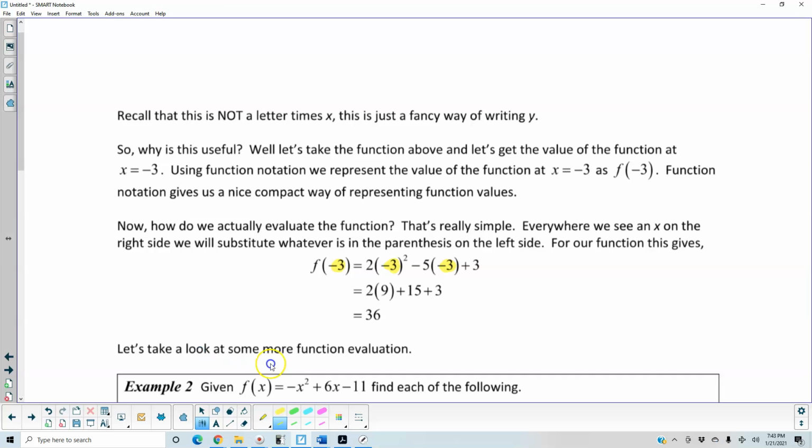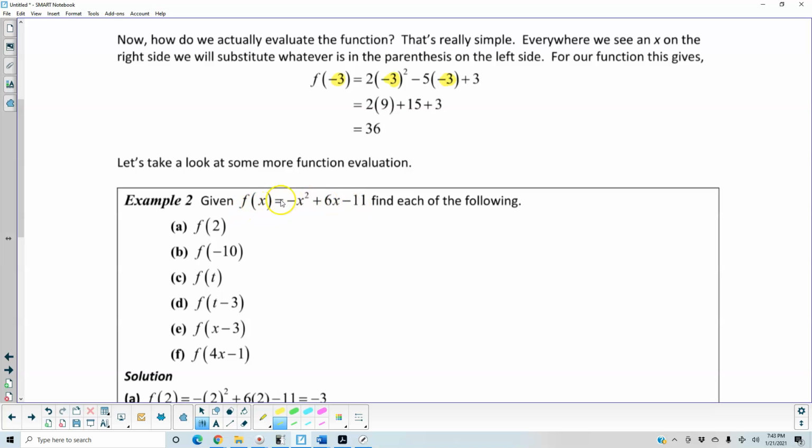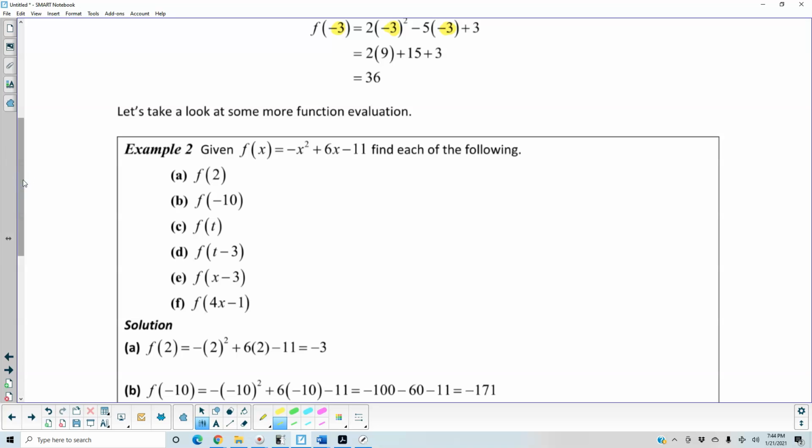Now let's take a look at some more function evaluation. So for example 2, we're given the following function, f of x, which is equal to negative x squared plus 6x minus 11, and we're going to find each of the following. So the first thing we're going to do is find a, which is f of 2. So we're going to plug it into this formula. So it's going to be negative 2 squared plus 6 times 2 minus 11. Well, this gives us negative 3, because this is negative 4 plus 12 minus 11, which is equal to negative 3.